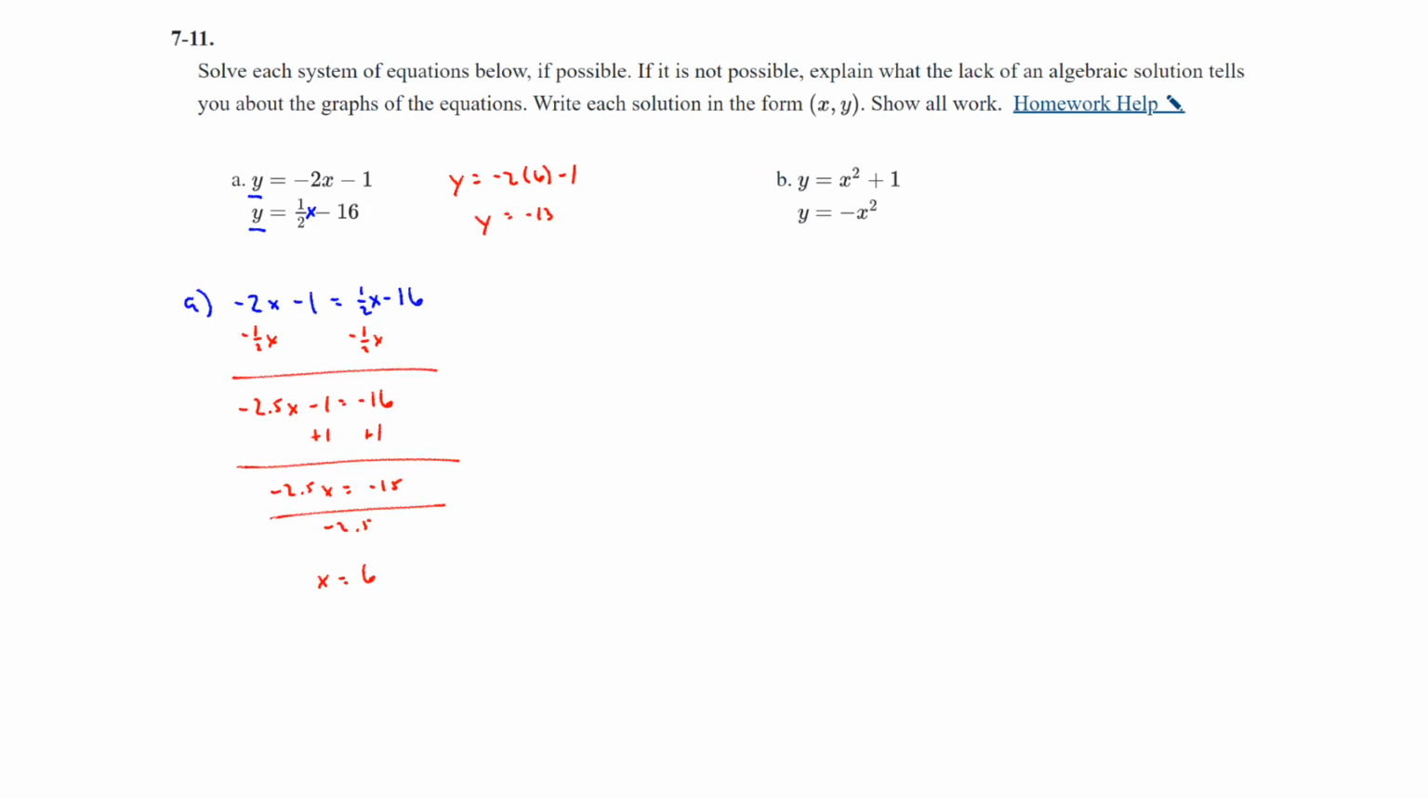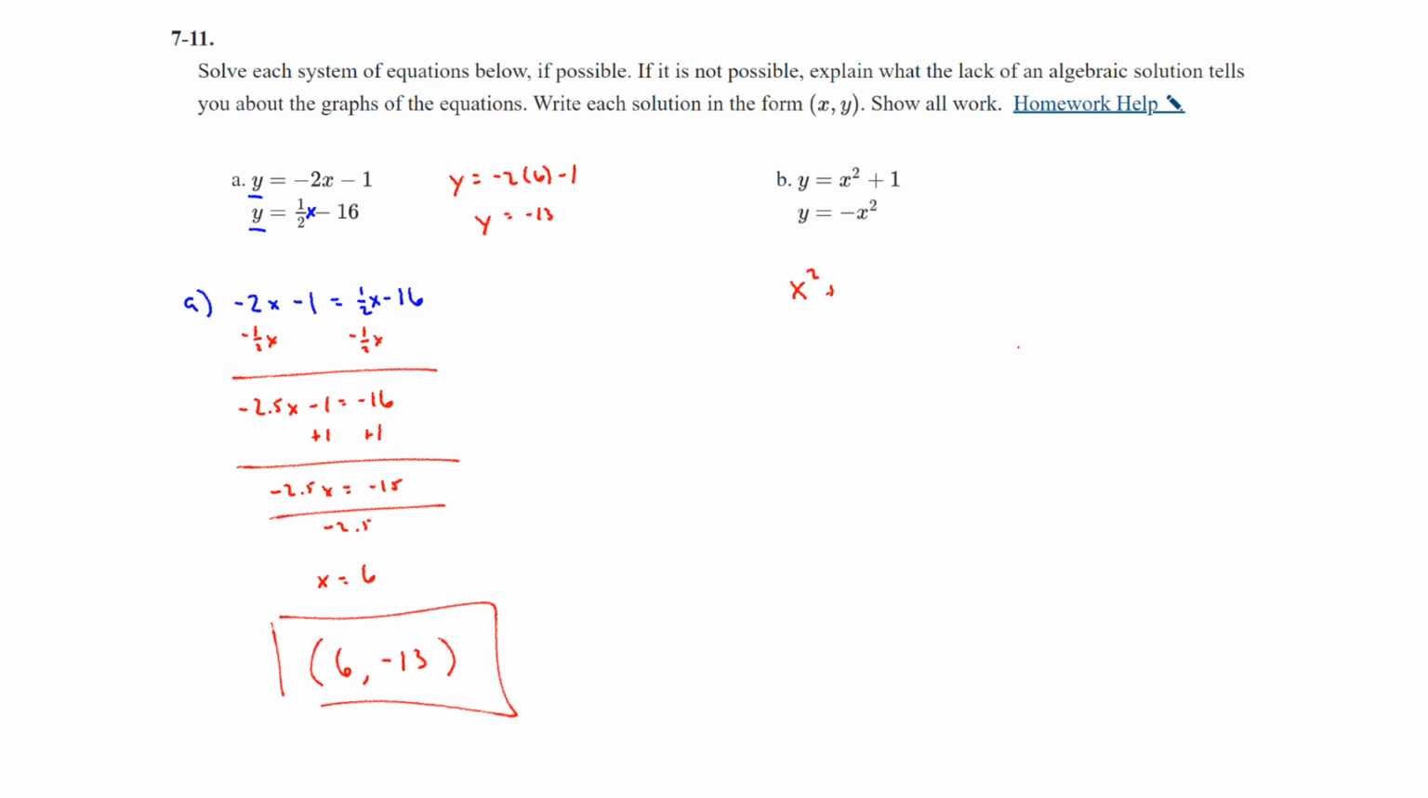So it looks like we do have a solution. We're going to write it as an ordered pair, 6 comma negative 13. So that's the point where the two lines intersect. That's what they share in common. That's the solution. On part B, we are dealing with what appears to be some quadratics here, but it is still the equal value method. So let's go ahead and set it up that way and see what happens.